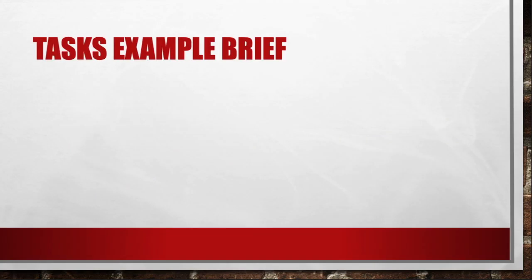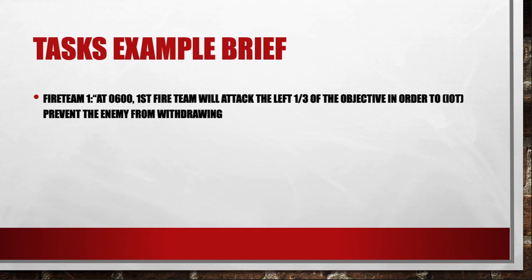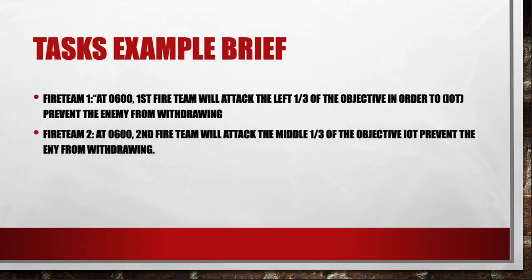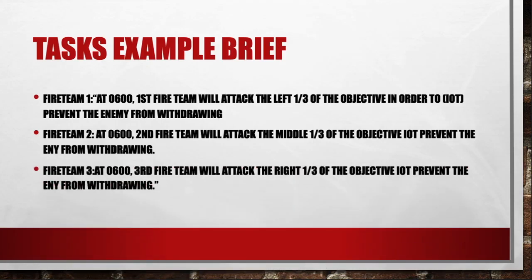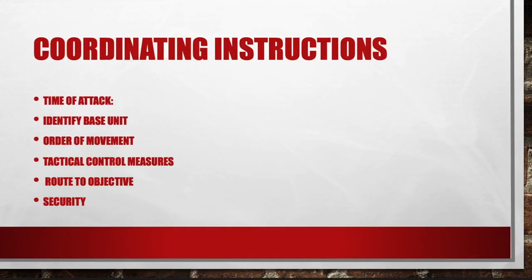Here's an example of a briefing for tasks. At 0600, first fire team will attack the left 1/3 of the objective in order to prevent the enemy from withdrawing. At 0600, second fire team will attack the middle 1/3 of the objective in order to prevent the enemy from withdrawing. At 0600, third fire team will attack the right 1/3 of the objective in order to prevent the enemy from withdrawing.